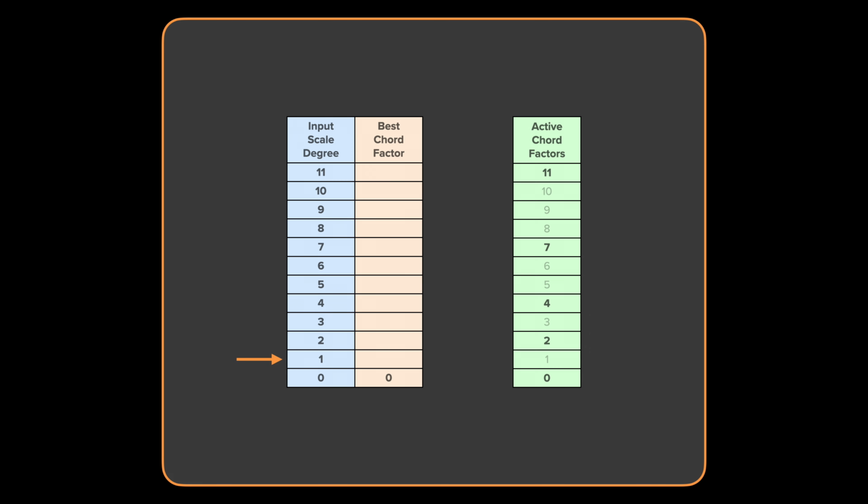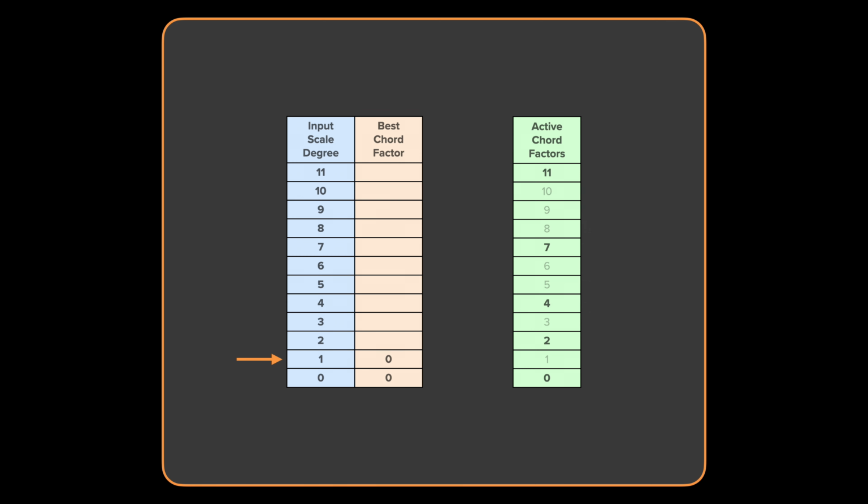Now scale degree 1, the minor second of the scale. We'll try the same rule. Is chord factor 1 active in the harmony? No, so our first rule doesn't apply. Rule 2 says, if the chord factor below the scale degree is active in the harmony, play that. The scale degree is 1. The chord factor below that is 0. Is chord factor 0 active in the harmony? Yes. So if a note with scale degree 1 comes in, play chord factor 0.